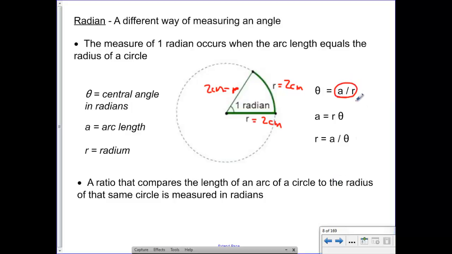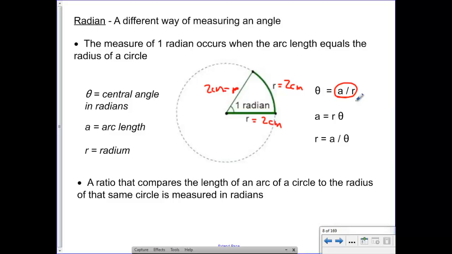Let me give you a little more first, okay? To find out how many radians you have, take the arc length and divide by the radius. If the arc length equals the radius, you have 1 radian. If the arc length is double the radius, you have 2 radians.